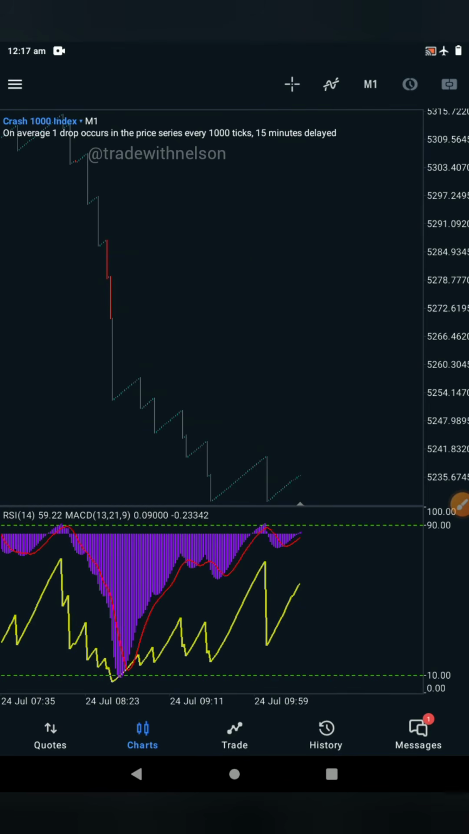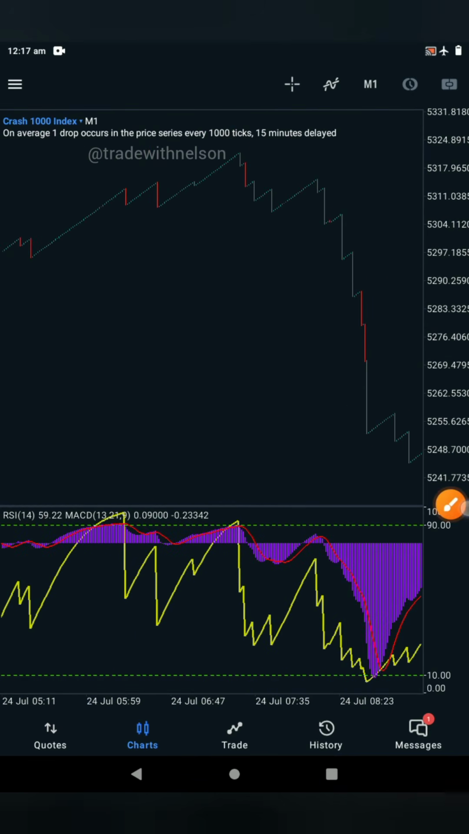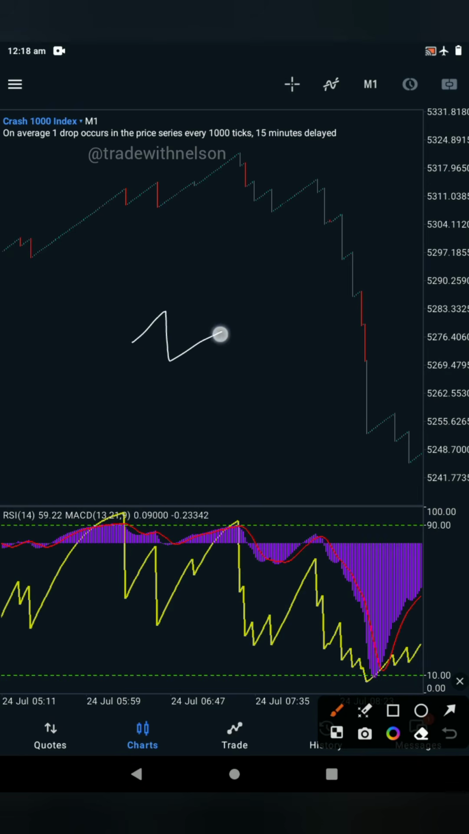So let's go to the crash 1000 market. So what you are looking for is the same thing but opposite to the bull market. For the crash market, you want to focus on when the higher time frame is in a downtrend. So when the higher time frame is in a downtrend, in the 1 minute time frame, you want to be paying attention and try to catch this swing highs to catch spike to the downside. And this swing high will be aligning exactly with the 90 level on the RSI.